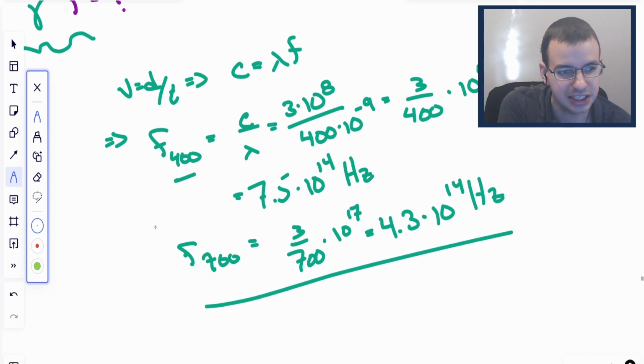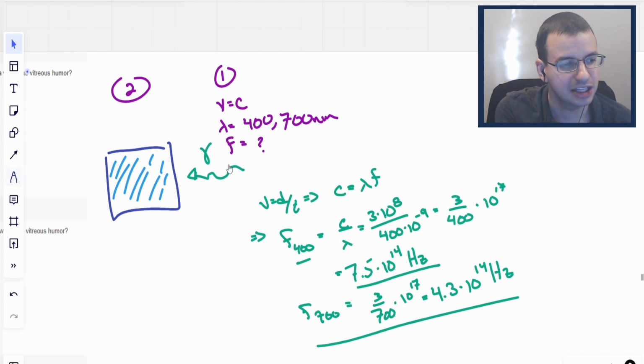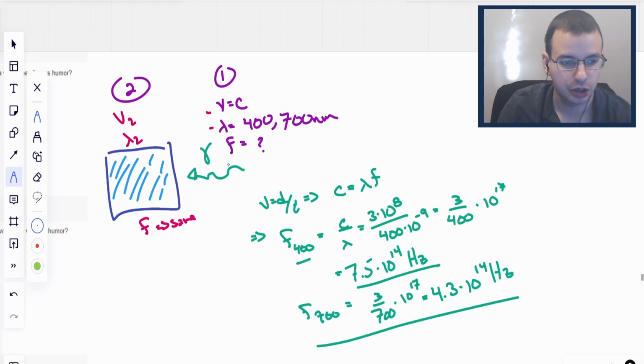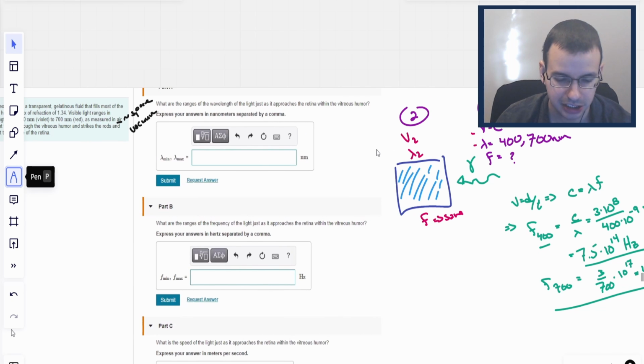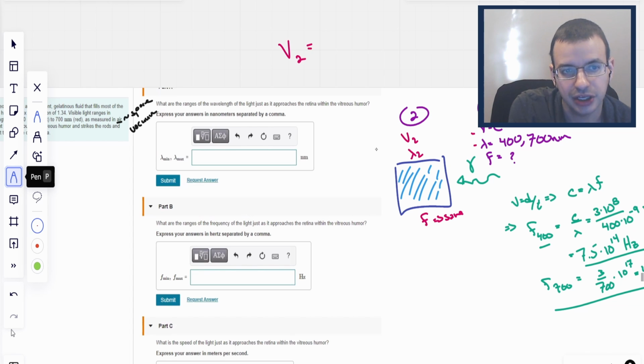All right, the reason I did this is that the wavelength and the speed of light will change when it goes into a new medium. So this will be V2, wavelength 2, but frequency stays the same in the new medium. Now that we know the frequency, we can use the new speed of light, because the index of refraction tells us how much slower it moves in the new medium.